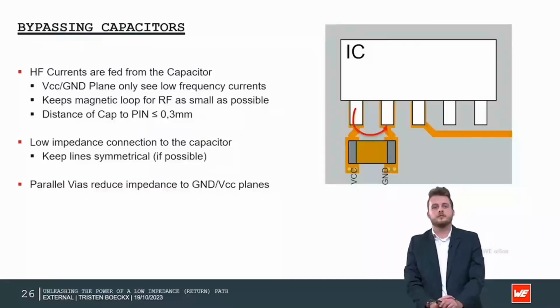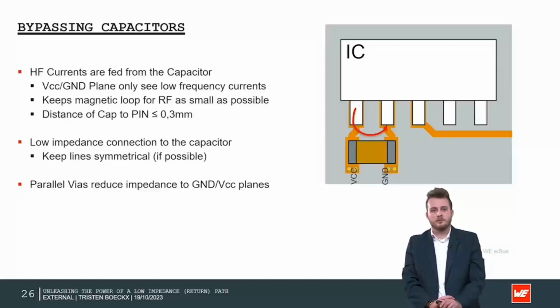A short summary looking at this: we can say that the high frequency currents are fed from the capacitor, so both the ground plane and the power plane only see low frequency currents, because the high frequency currents are fed through the capacitor. It's important to keep the magnetic loop for RF as small as possible. Also, of course, it means that the distance needs to be as short as possible.